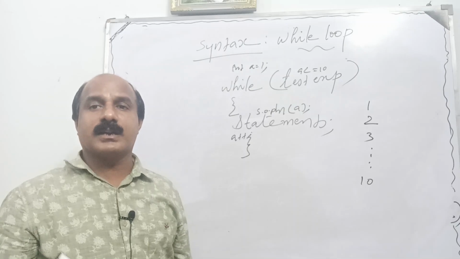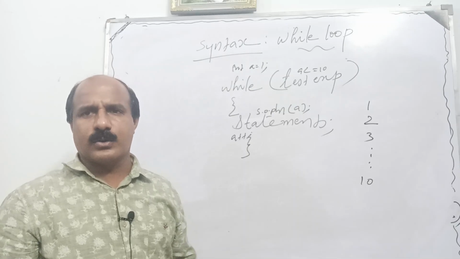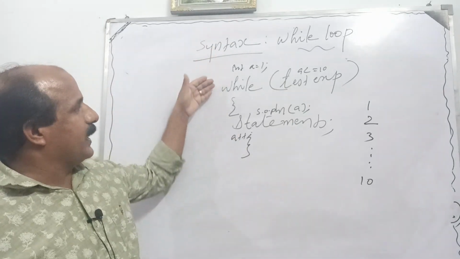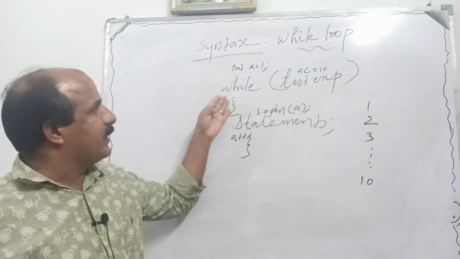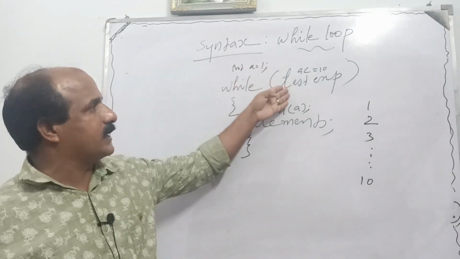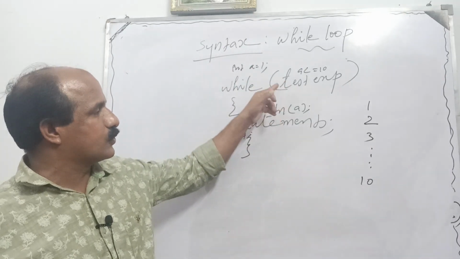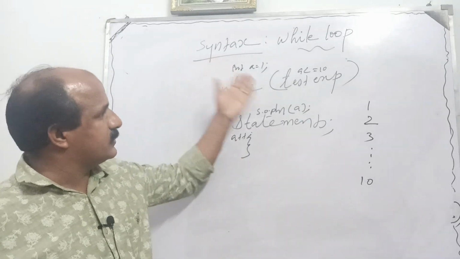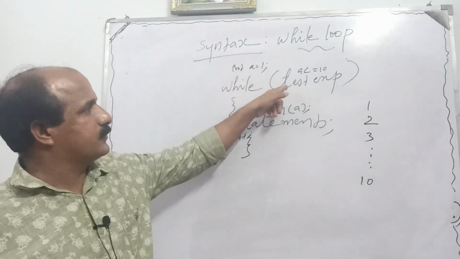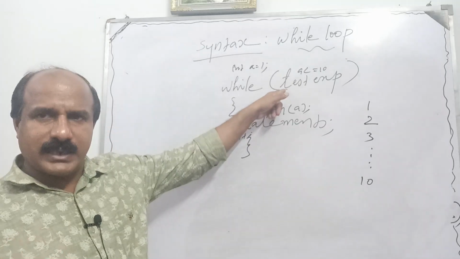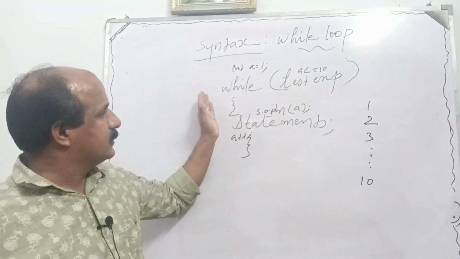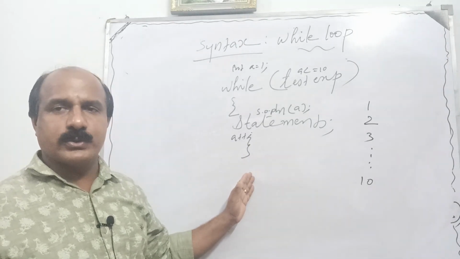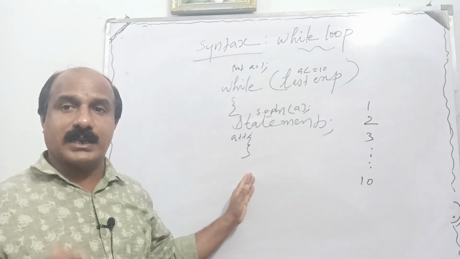This is an entry controlled loop. What is an entry controlled loop? Entry controlled loop means that when the while loop starts, at that time itself the condition will be checked. If the condition is true, then only the statement will be executed. Suppose at the first go itself, the condition is false. The first time itself the condition is false means the loop will be terminated. There is no execution for the loop. So that is why it is called the entry controlled loop.